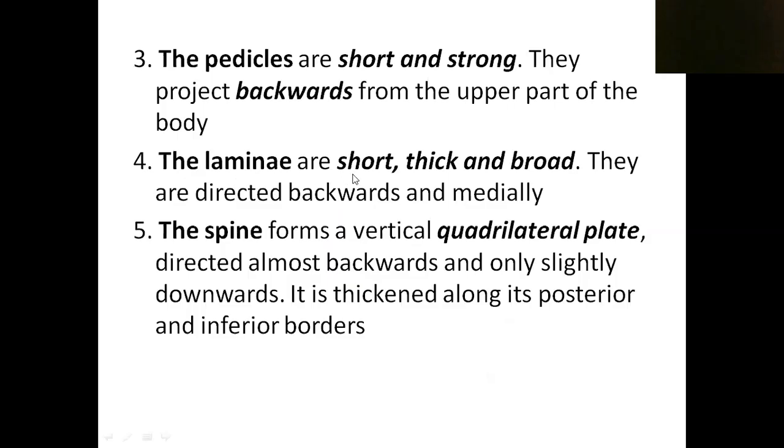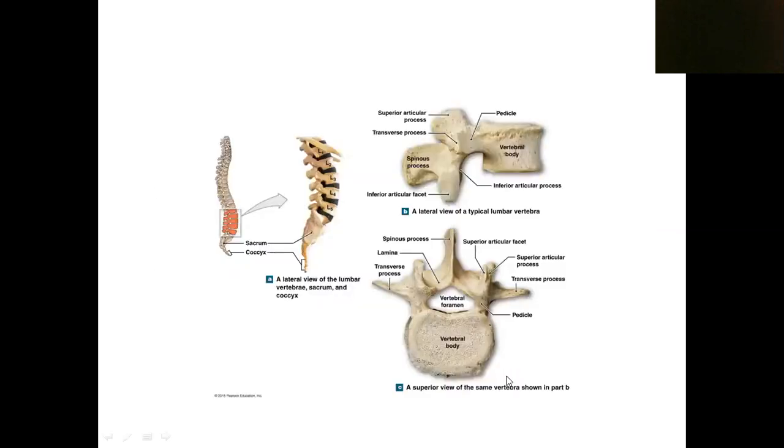Then the lamina is short, thick, and broad. It projects backward and medially. Everywhere it is the lamina which directs backward and medially. See this lamina which is broad, thick. It directs backward and medially. At the junction of these two, we can see the spine.